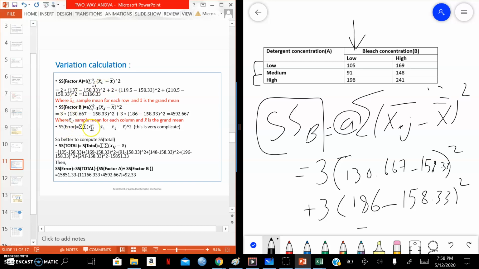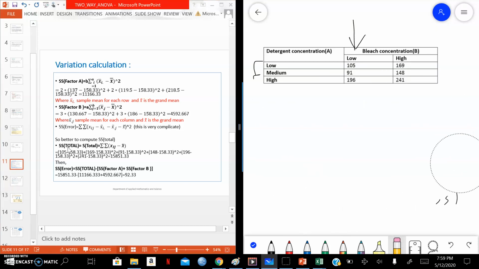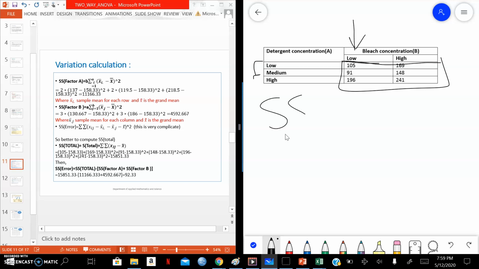Sum of squares of error, as I told you, is very complicated to compute. So what we do, we get the sum of the squares of the total. It's easier to get that one. And how do you get this one? Sum of the squares of the total. Don't look at the factors you have, just look at your data as one row of data. Look at these observations. How do you get the variance normally of your data? Just get it in the same way.